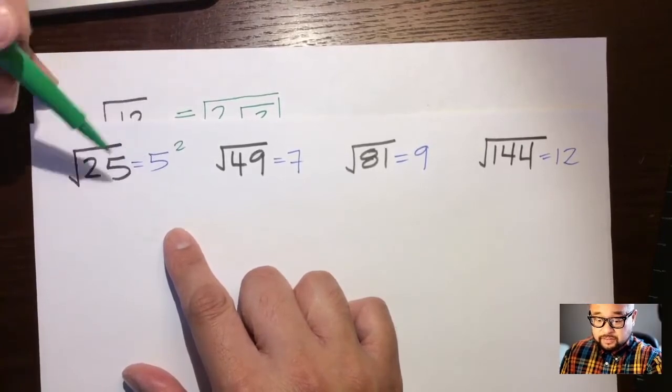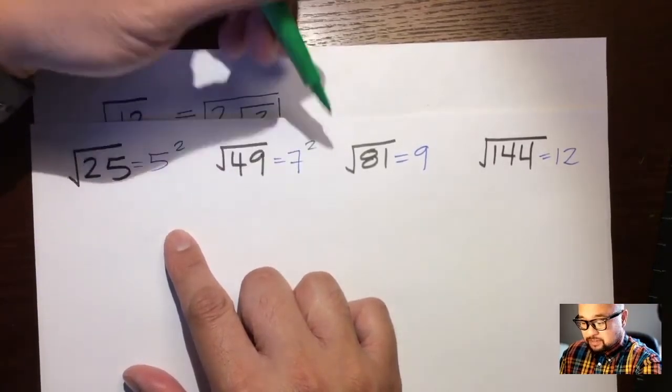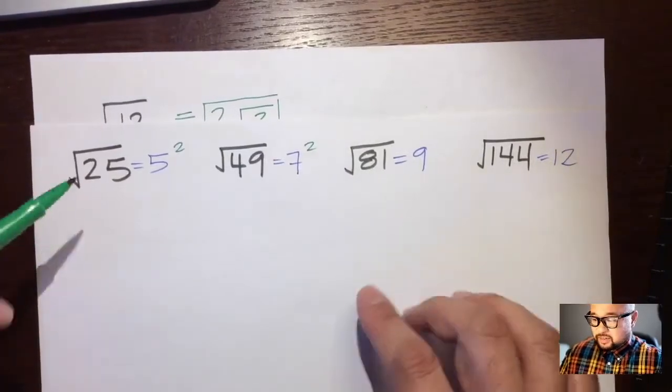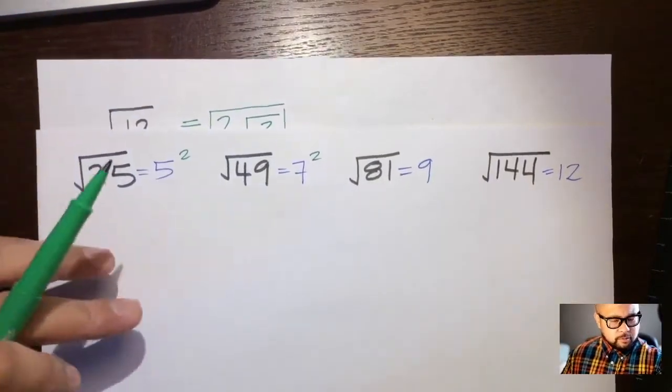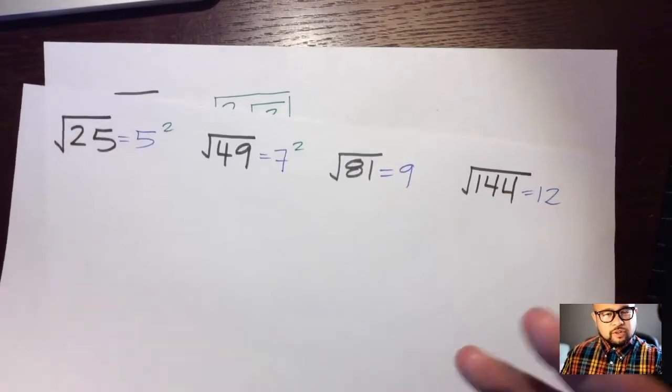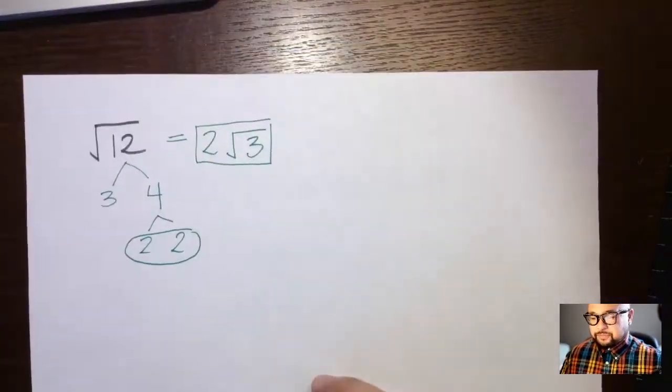5 squared, or 5 times 5, is 25. 7 squared would be 49. 9 squared would be 81. 12 squared would be 144. That's how we checked it. We multiplied it by itself.